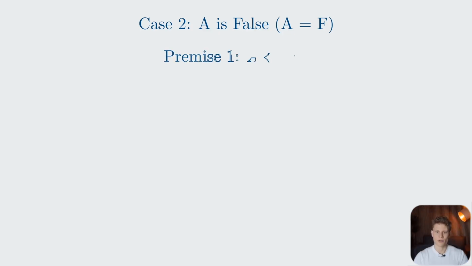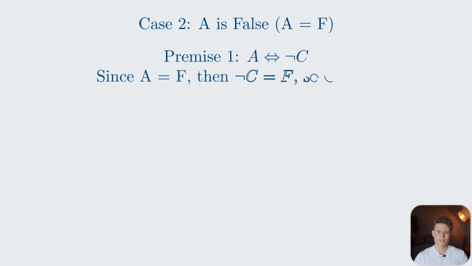Now let's examine our second main case, which is itself divided into 2 subcases. Case 2. Let's assume Anna does not attend. In our logical notation, this means A is false. Just as before, we start with premise 1, A if and only if not C. If A is false, then C must be true. So Clara attends.